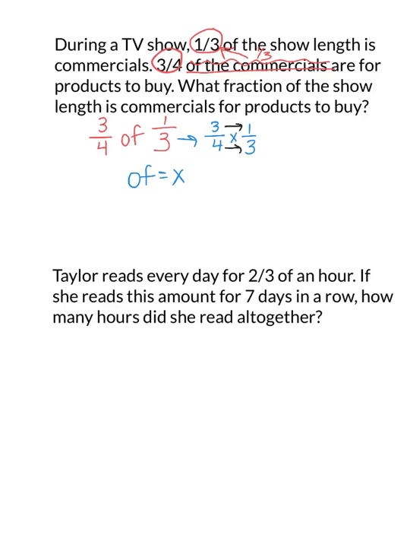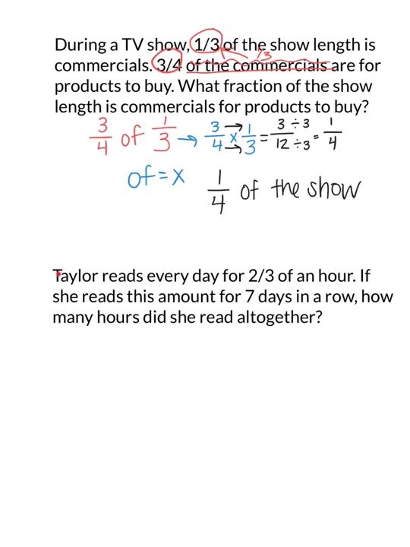Now this is something I can solve pretty quickly. I multiply the numerators and then I multiply the denominators. 3 times 1 is 3, 4 times 3 is 12. Then lastly, I'm going to simplify. I can divide both the top and the bottom by 3. 3 divided by 3 is 1, 12 divided by 3 is 4. So our question, what fraction of the show length is commercials for products to buy? The answer would be 1/4 of the show.